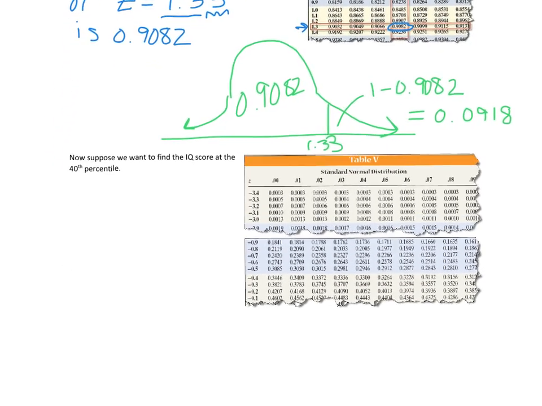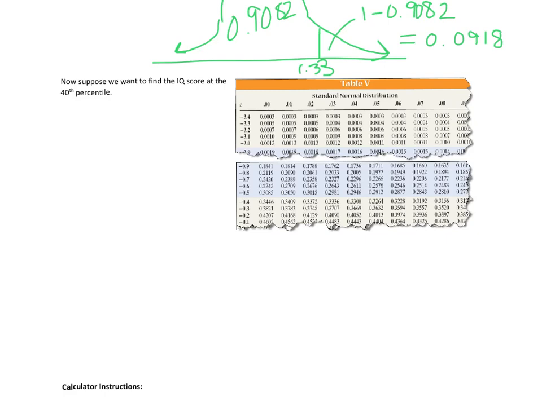Now suppose we wanted to find the IQ score at the 40th percentile. So again, now we're given area to the left. Area to the left is the 40th percentile, so write it as a decimal. It's 0.4. And we want to find the corresponding IQ score.